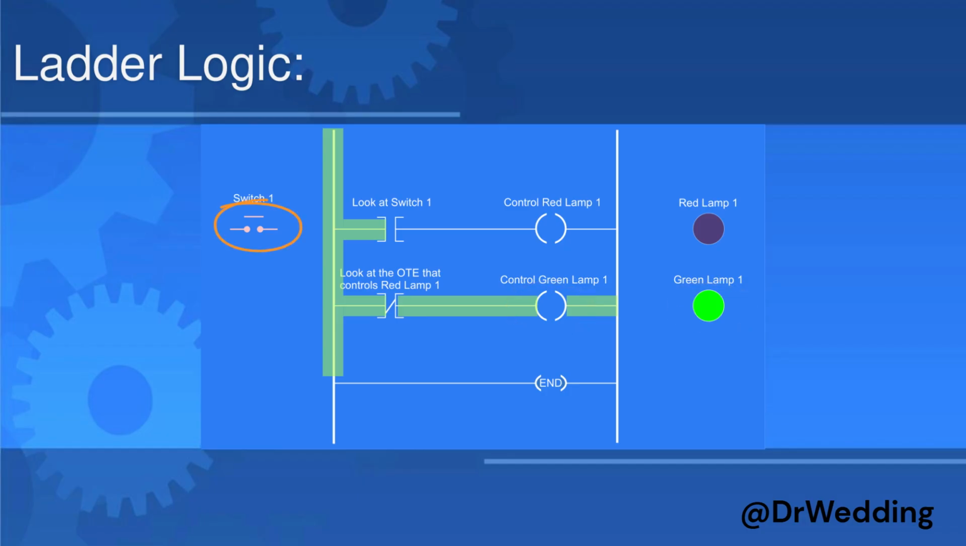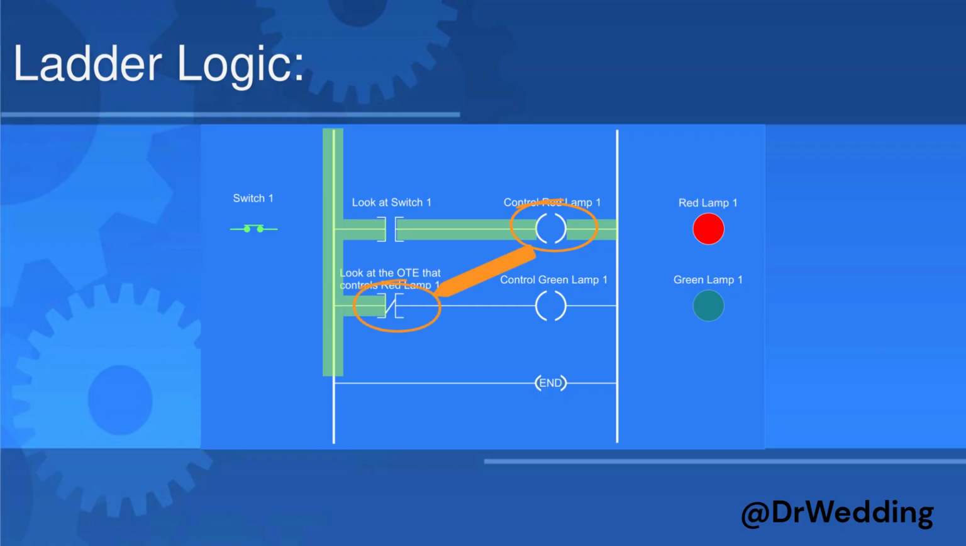Now let's see what happens when the switch is pressed. When the momentary switch is pressed, the XIC command will pass the logical 1 on the left side of the command to the right side of the command. The logical 1 is fed to the OTE command, and because it is receiving a 1, it will turn on red lamp 1.